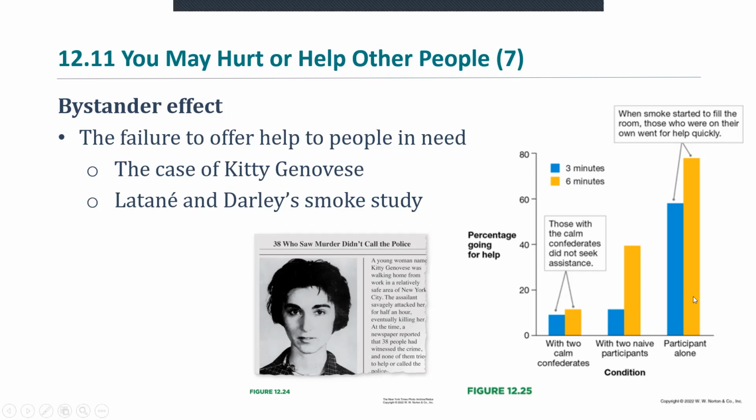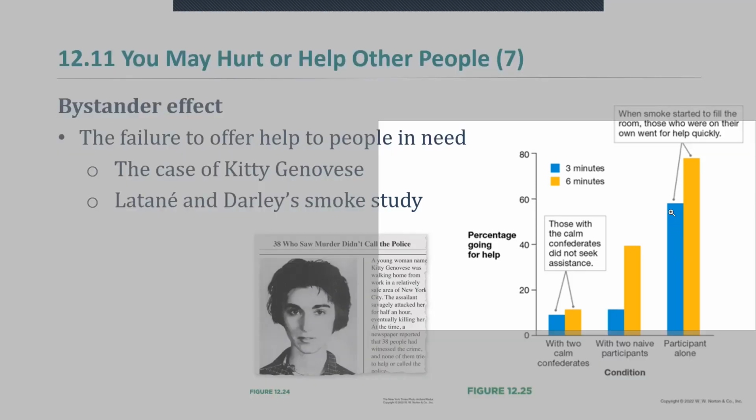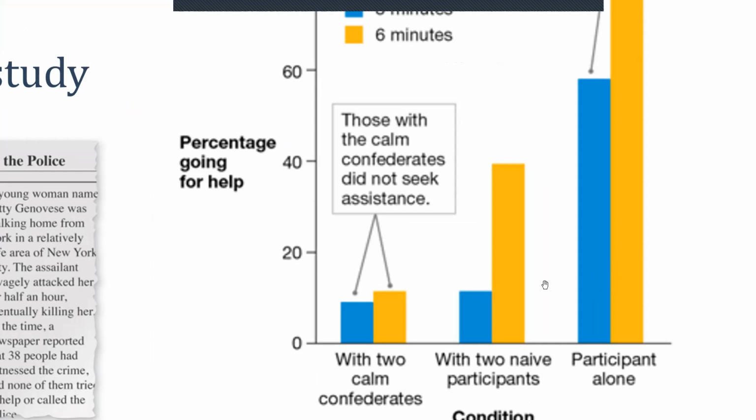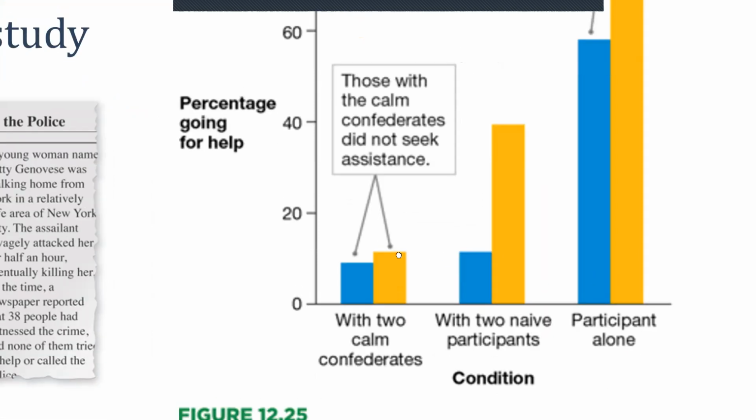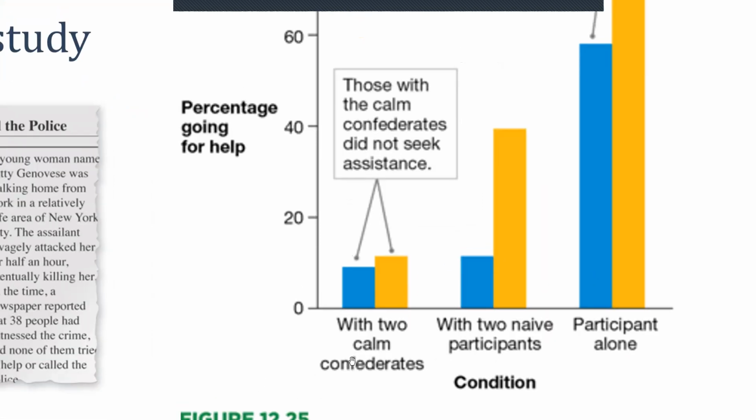This graph here shows the results of the study. So let's start with the first condition: the actual subject was with two Confederates, two people that were part of the experiment. And the two people that were part of the experiment purposely remained calm throughout the whole time that the smoke was coming in.